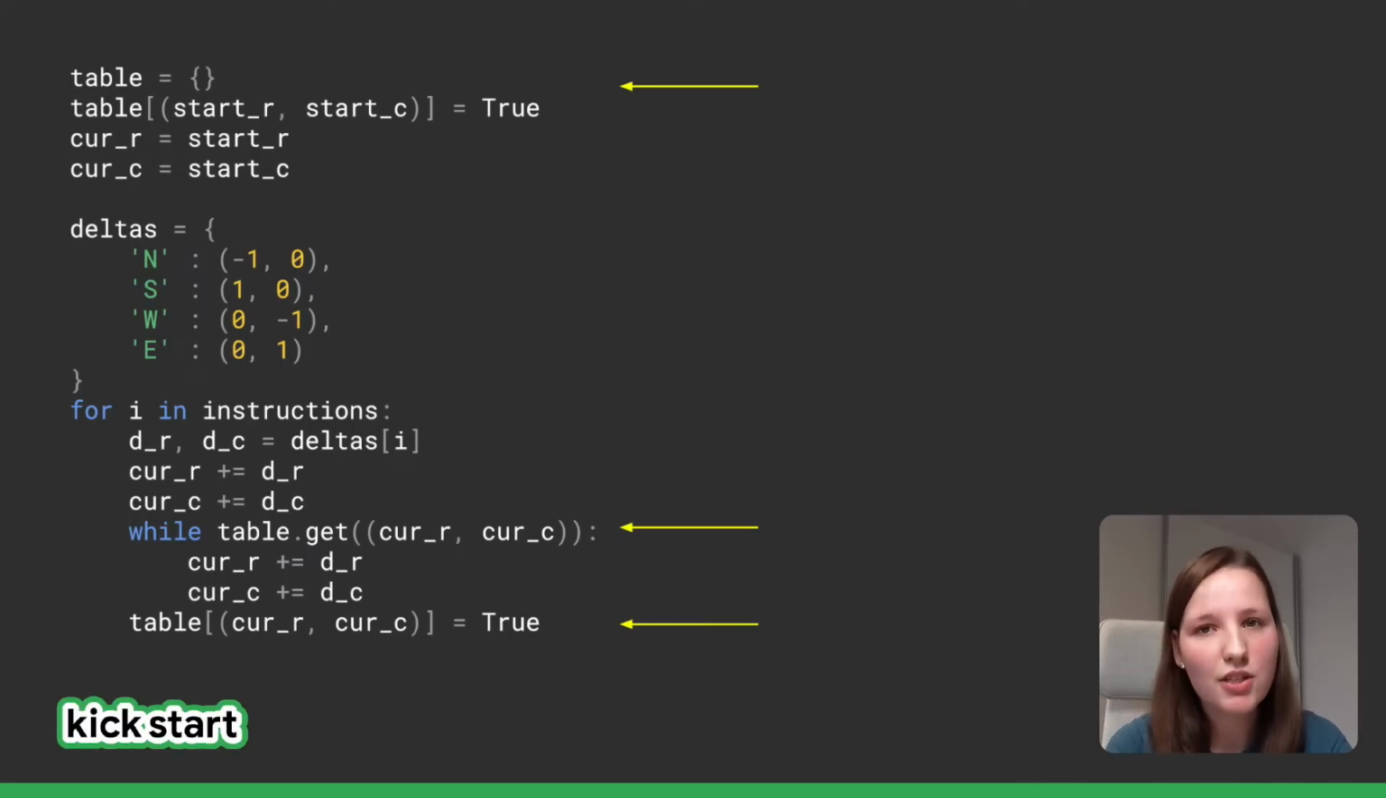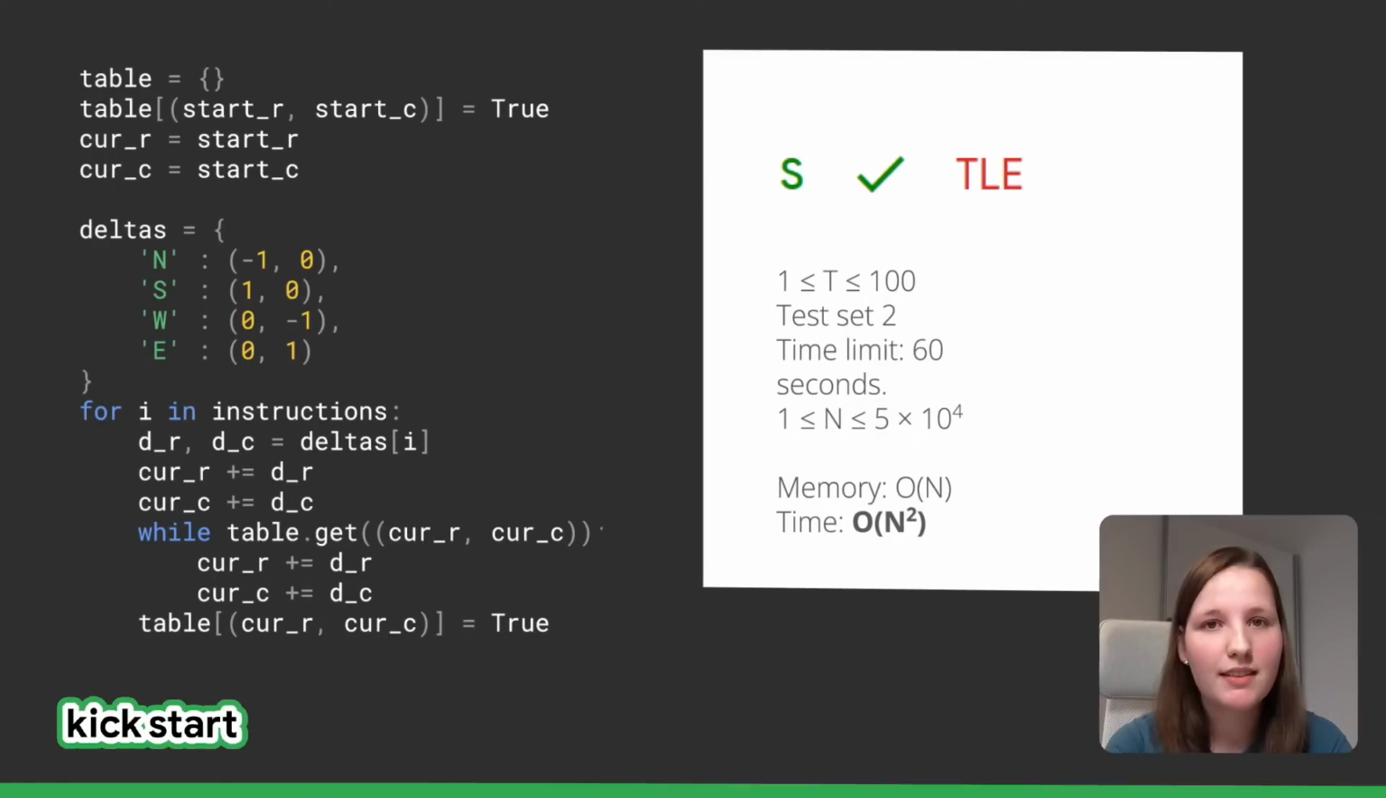Let's slightly change the implementation by replacing the array with a dictionary, or map in other programming languages. Now we create a cell only if the robot visits it. Arrows on the slide show changed lines. Now when we send the code to the testing system, it passes the first test set, but we receive a time limit exceeded for the second test set. The space complexity is now big O of n, but the time complexity is big O of n squared.